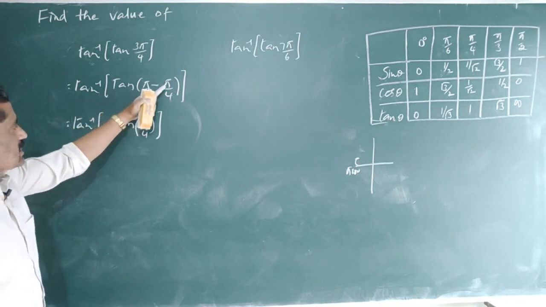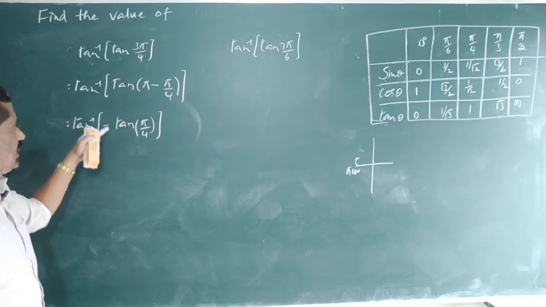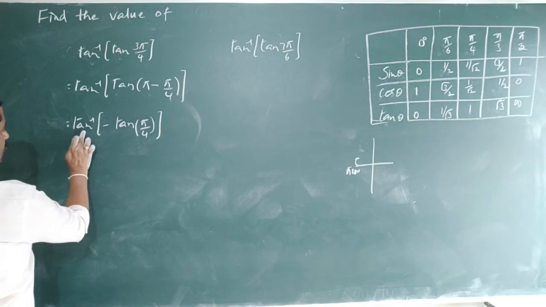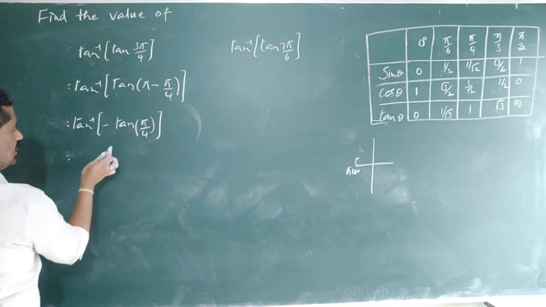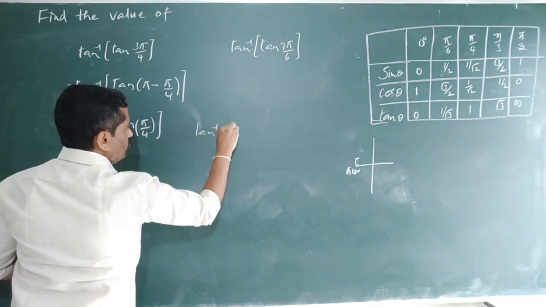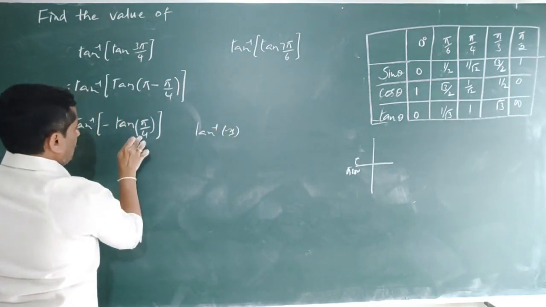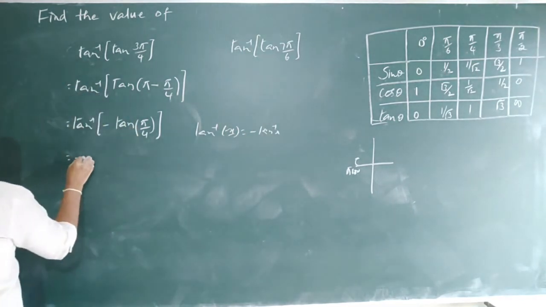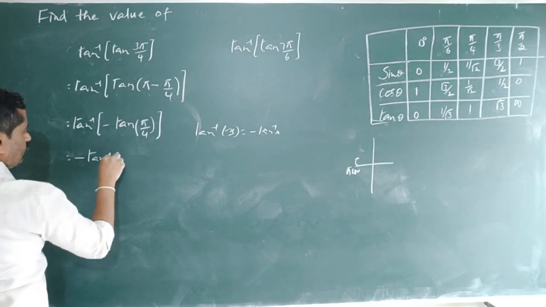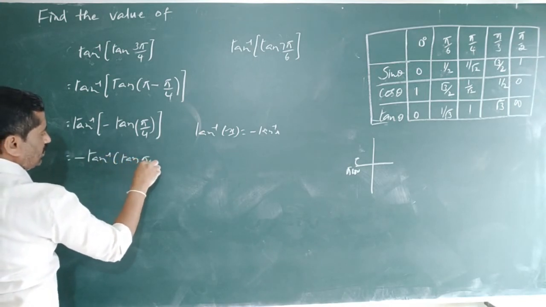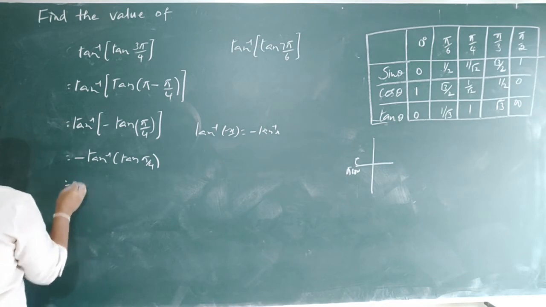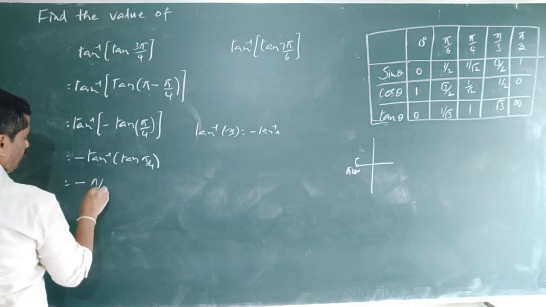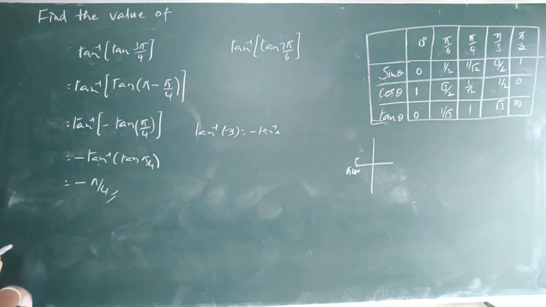Tan of pi minus pi by 4 can be written as what? Minus tan pi by 4. So now this is in the form of tan inverse of minus x. We know that tan inverse of minus x is minus tan inverse of x. Here what is the value of x? Tan pi by 4. Similarly, minus tan inverse of tan pi by 4. Write the minus as it is. Now tan inverse and tan get cancelled. We have pi by 4, that is minus pi by 4.